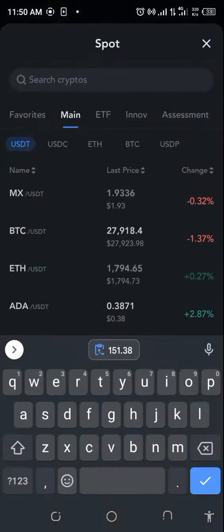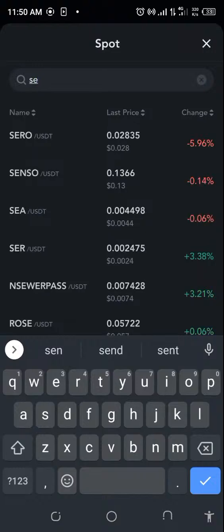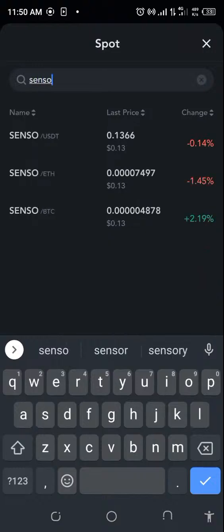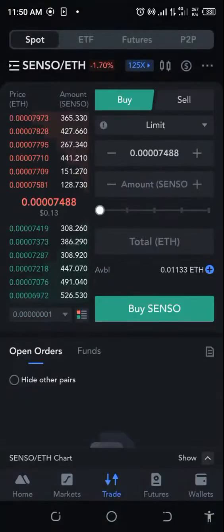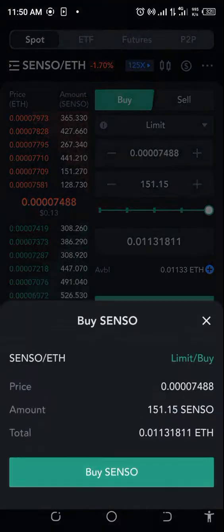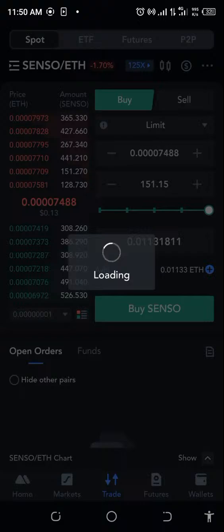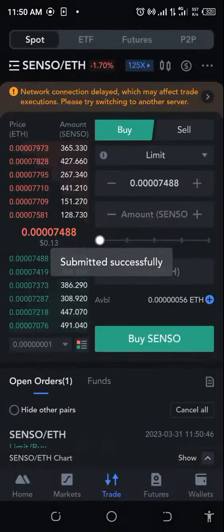Let's hope we won't be tied down by this Senso. Senso USD, Senso ETH. Don't forget it was Senso ETH. Okay, so we need to buy 100%. Good. I hope this is going to work. I hope we wouldn't be put in the queue. Let's try and see. Oh, we are definitely in the queue.